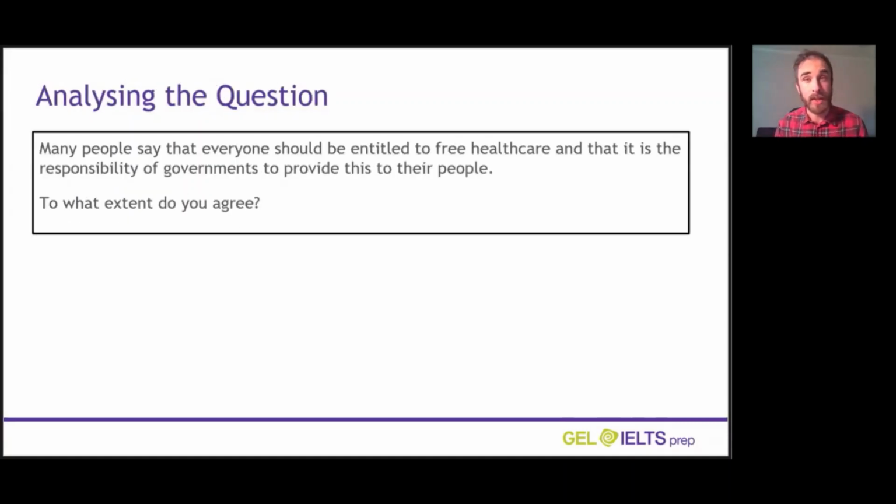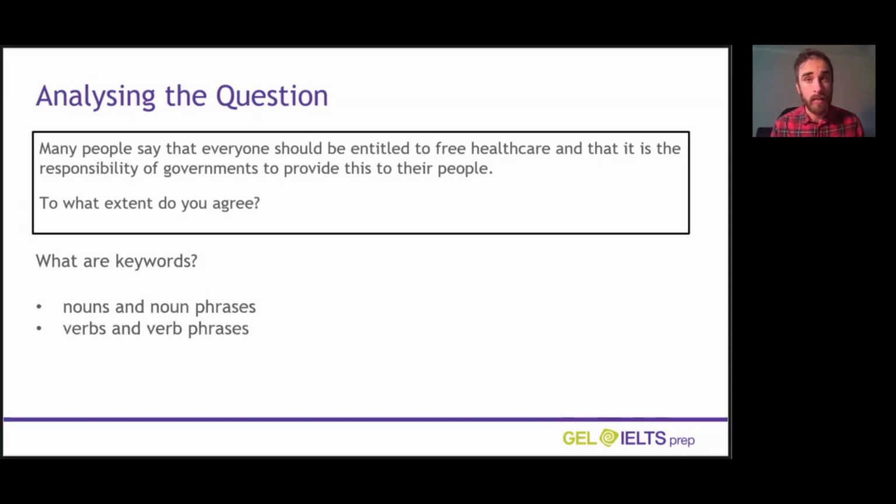So let's look at a question and think about how we can analyze it. The first thing we should do is read through it and identify the keywords. The keywords are going to be things like nouns and noun phrases, verbs and verb phrases if they're important for the meaning of the sentence, useful adjectives and adverbs that are important for the meaning of the sentence.